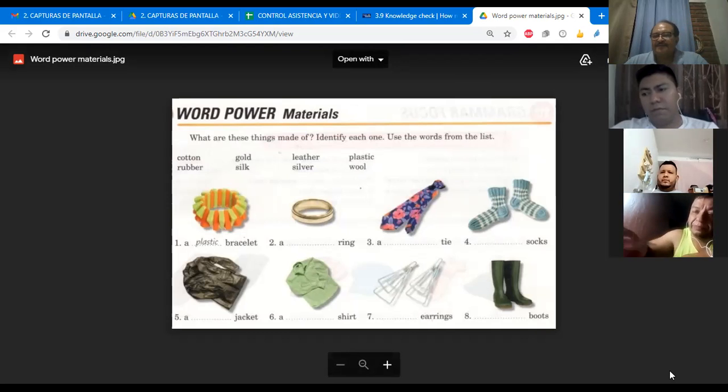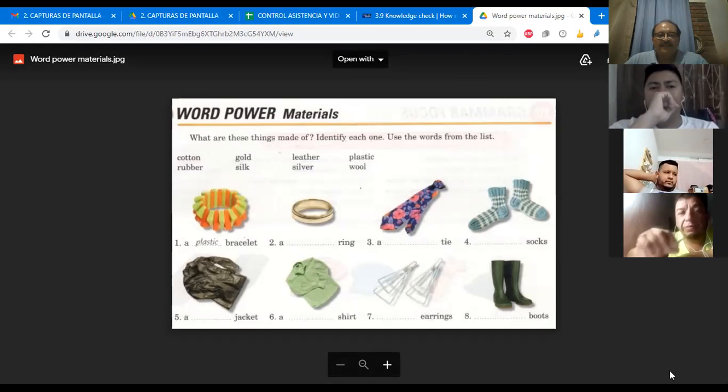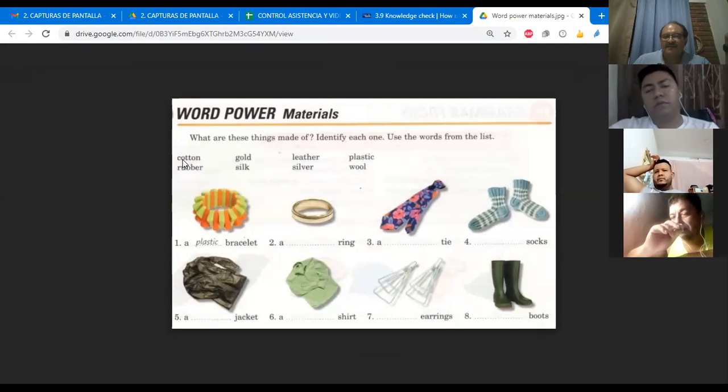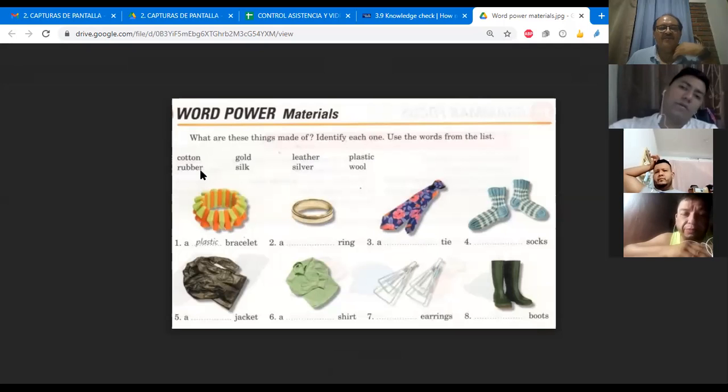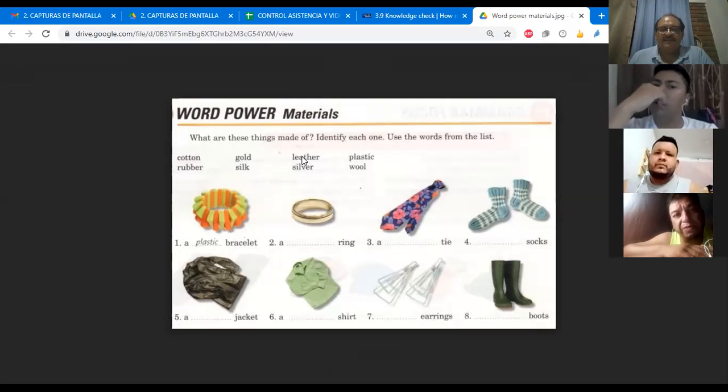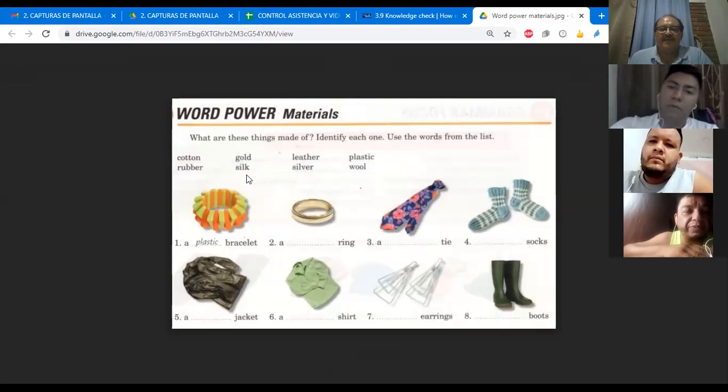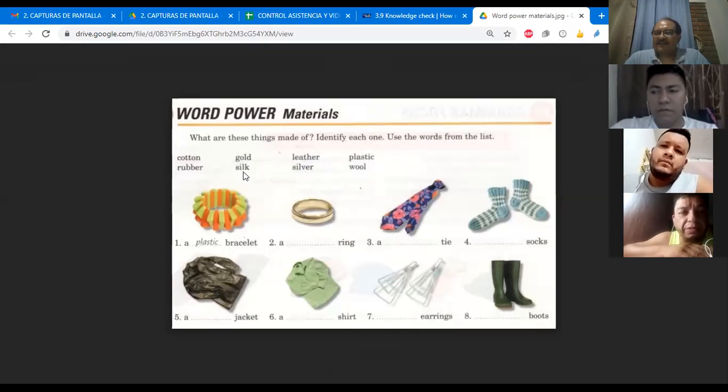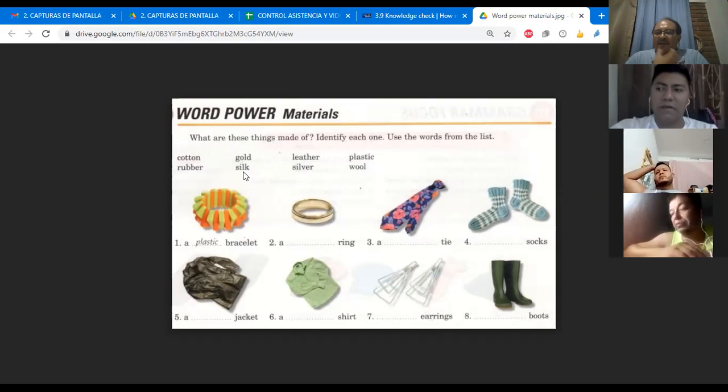Then, what are your glasses made of? What is your house made of? What is your car made of? What is your motorcycle made of? What are your shoes made of? What is your watch made of? And then you can use that. Then you have here some materials. Cotton, rubber, gold, silk, leather, silver, plastic, and wool. Remember that the I that you see here in English is silk, not like in Spanish. Una I relajada, right? You say silk. Leather, silver, plastic, and wool.